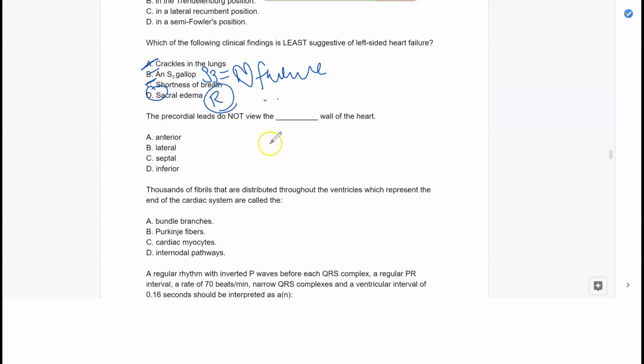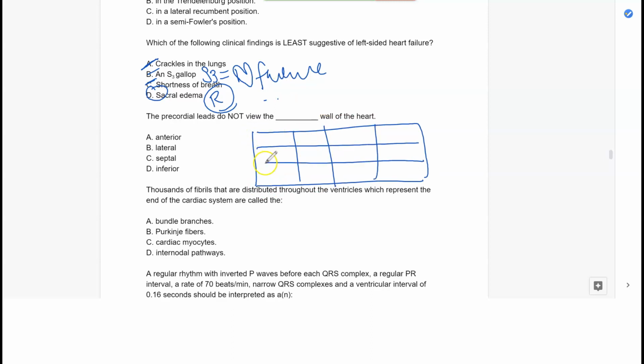Precordial leads do not view which wall of the heart, okay? If you go back to our handy-dandy little chart, right? Your precordial leads are these guys over here, V1 to V6, so you have septal, anterior, lateral. That covers this one, and this one, inferior wall.